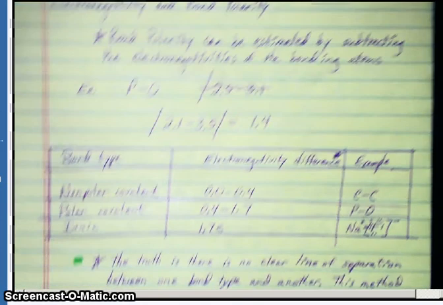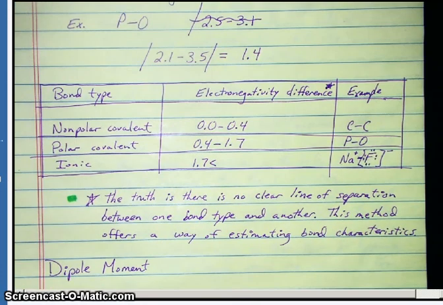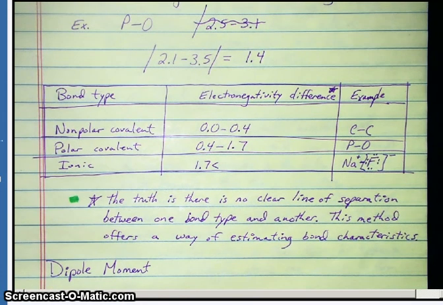Something that I point out here is that there is no clear line of separation between these different types of bonds. And there's a page in your book towards the end of this section that's all about this. So even though we've set up a little scale here to describe and predict what type of bond we're talking about, this really isn't clearly distinguished. It's not black and white. Bonds can have character of nonpolar and polar, polar and ionic, etc.